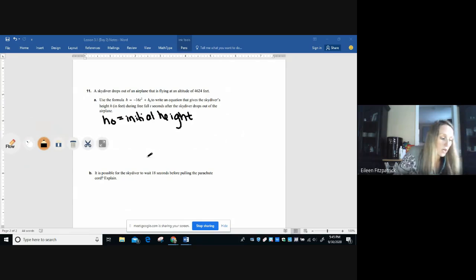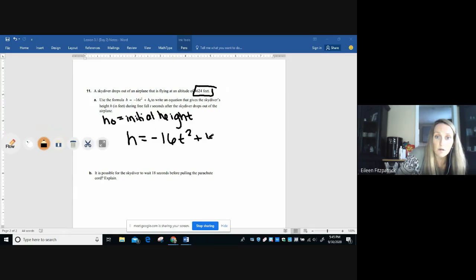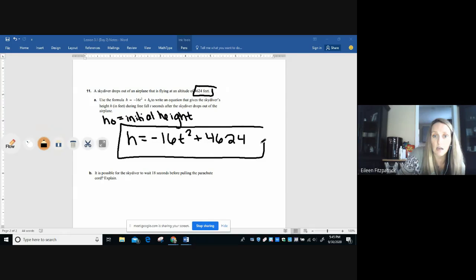Okay, so if the initial height is given, right, how high is the skydiver? If the initial height's given, the first part is just substituting that number in. So negative 16t squared plus 4,624. That's all they're looking for here. That is the equation that can be used to find the skydiver's height, okay, in this example.